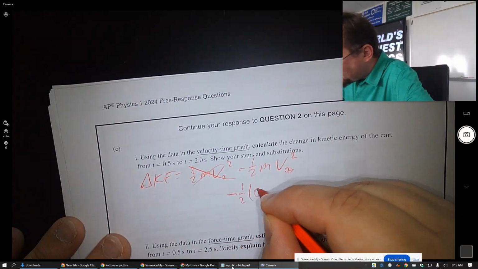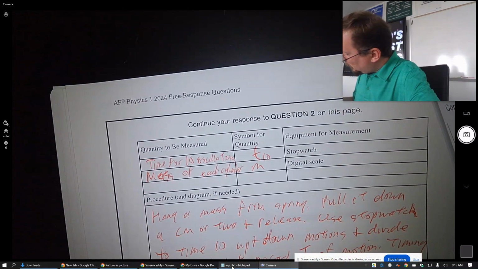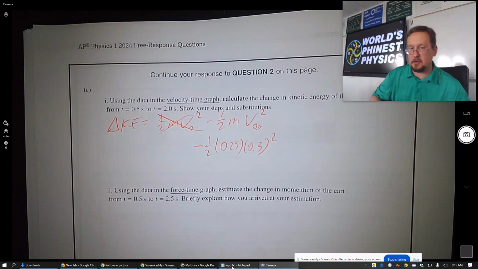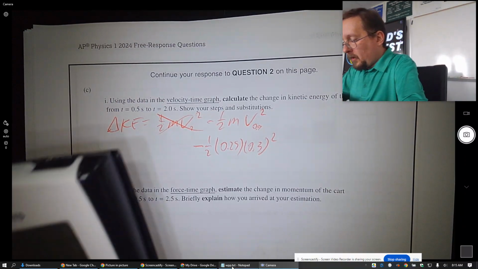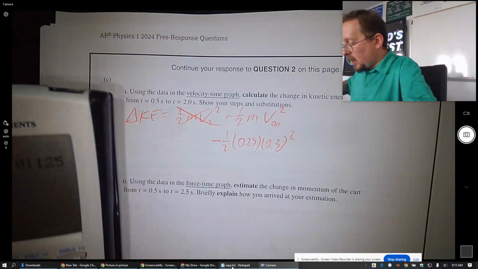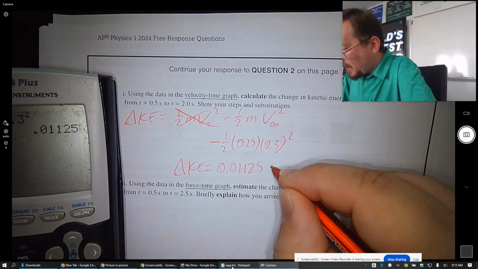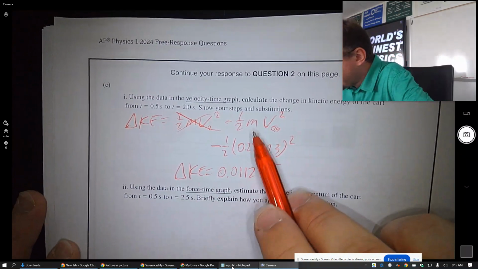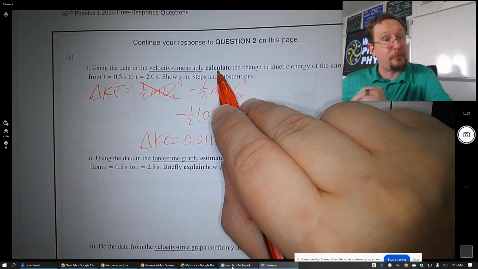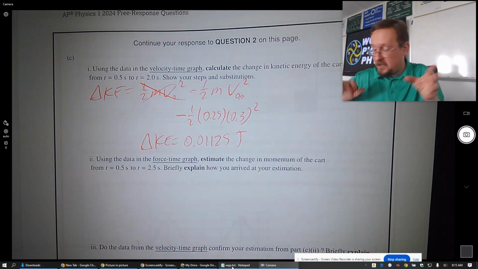So you get negative 1/2, 0.25, 0.3 squared. Do I have a calculator handy? Yes, I do. Okay, 1/2, 0.25, 0.3 squared. So the change in kinetic energy is 0.01125 joules. Okay, now let's look at the difference between these two task verbs. Calculate means that there's probably going to be a pretty exact answer. Estimate is like calculate, only there's going to be a much wider range of possibilities.